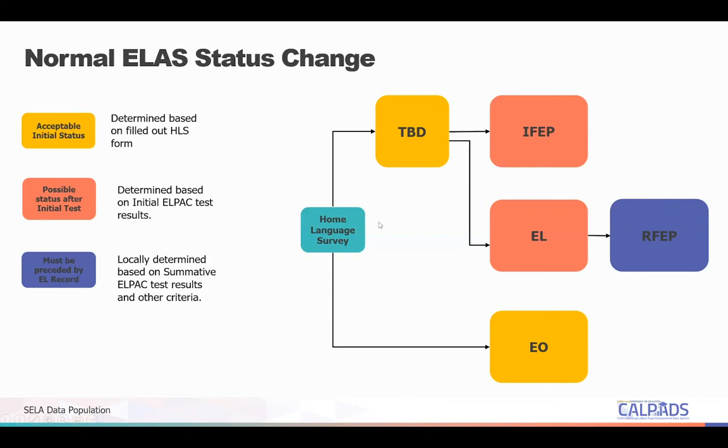A student who is either a TBD can be an EO or vice versa without needing to be reported with a correction code.